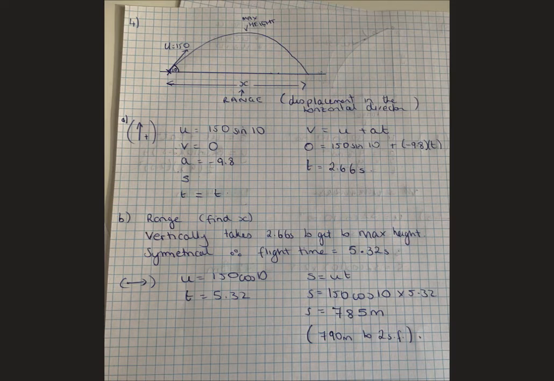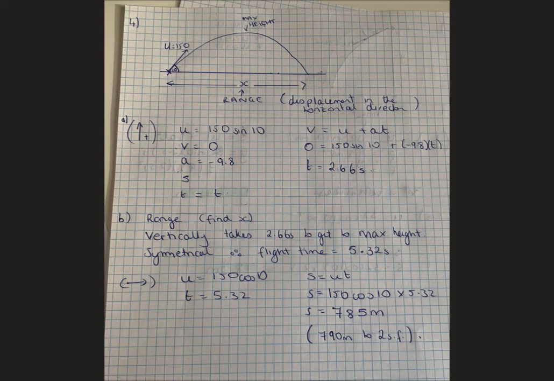Taking up as positive, so acceleration is minus 9.8. And when you resolve the initial velocity, it's away from the angle, so it'll be 150 sine 10. You're finding the time to get the greatest height, so v equals u plus at, and I think you're okay with this one. The time was 2.66.